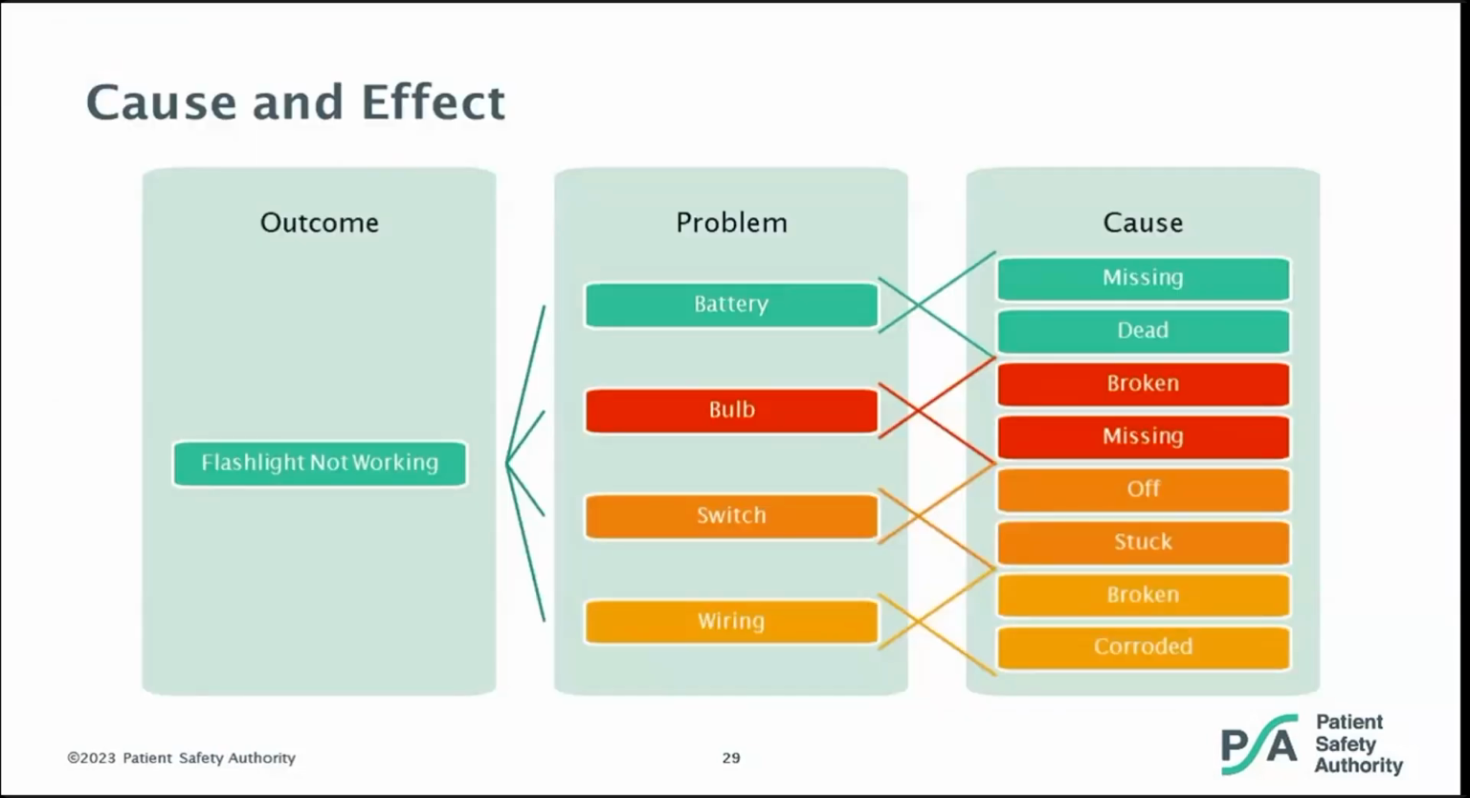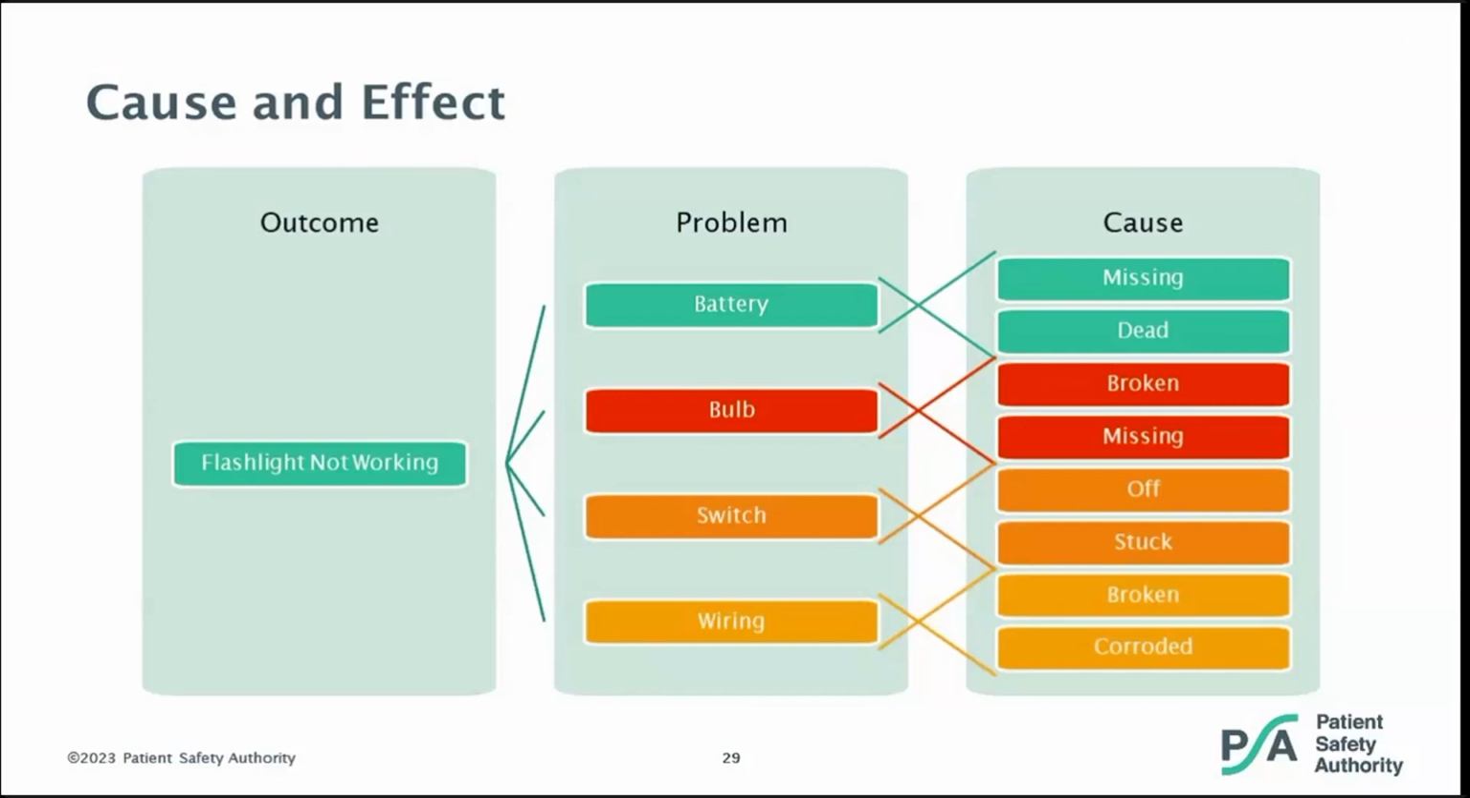So cause and effect, I'm sure you've seen this from us many times. It's a great example of how a cause and effect diagram works. And this is a great way to start analyzing the information that you've gathered. As you can see on the slide, you're going to start on the left-hand side with your outcome. In this case, we use the example of a flashlight not working. Then move to your problem, right?